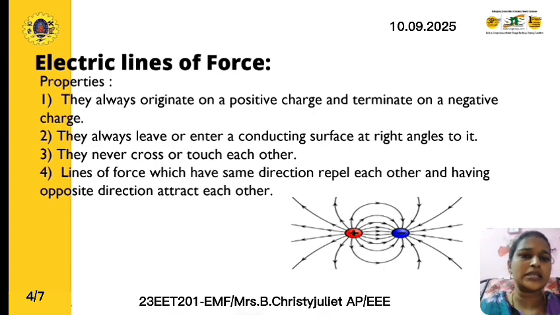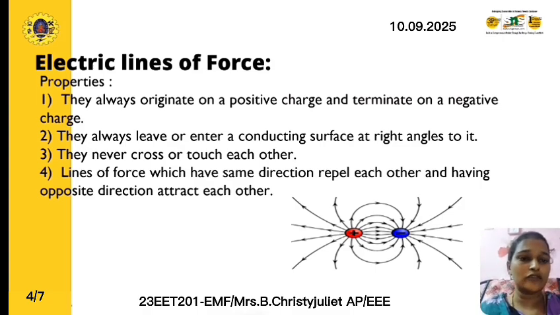Now, the basic fundamental of the electric field is the electric lines of force. Let's see what electric lines of force are and what their properties are. They always originate on a positive charge and terminate at a negative charge. So always it starts from plus and ends at minus.